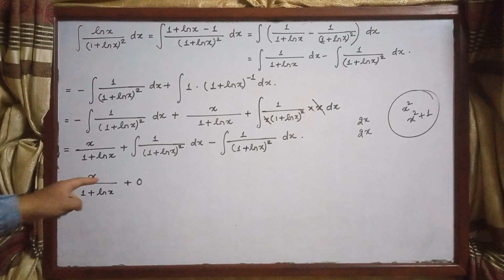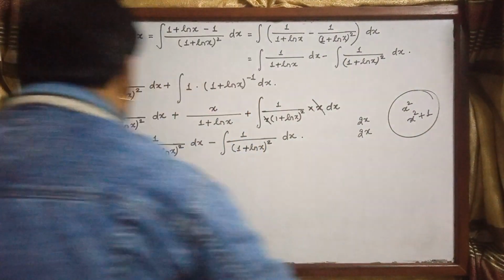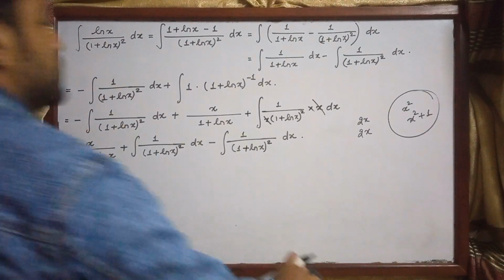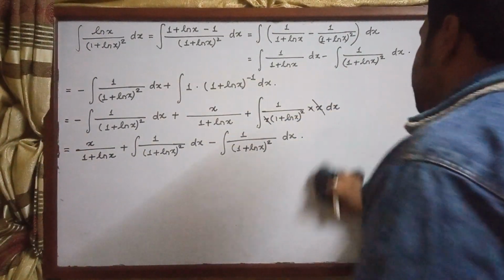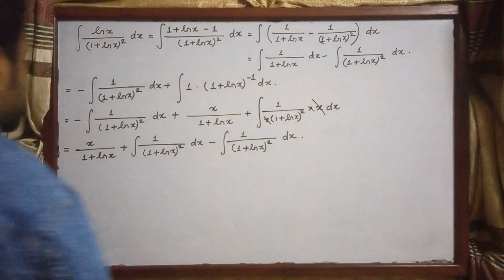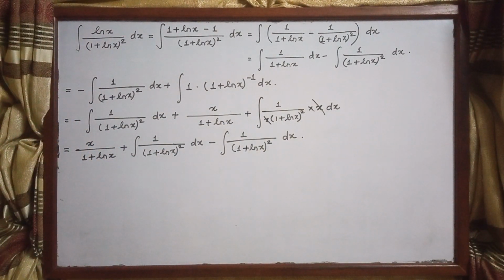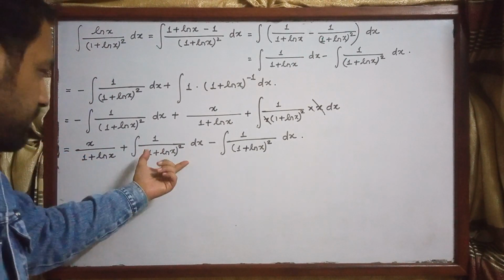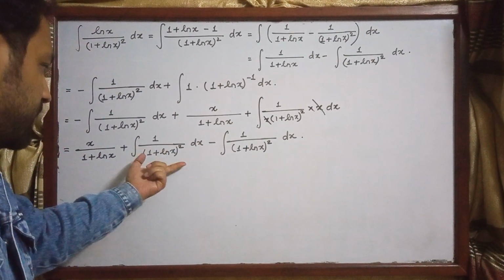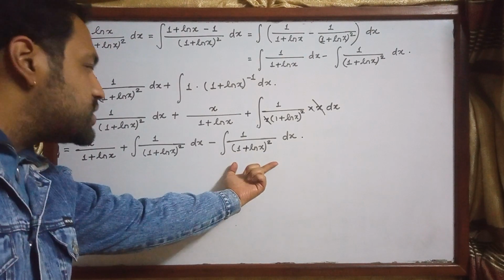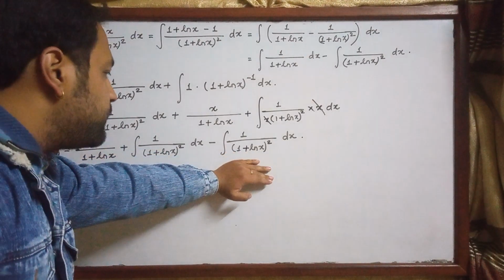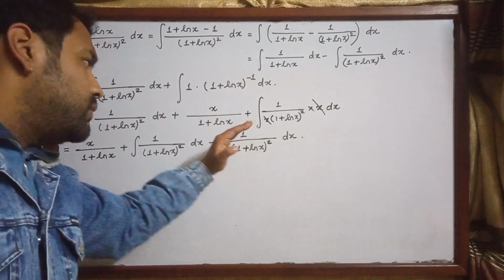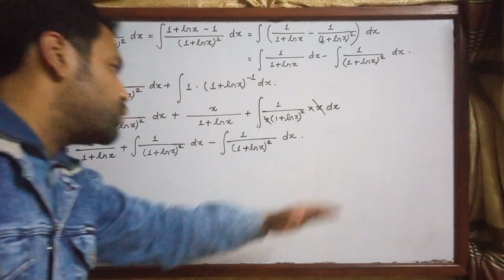Now that's the basic concept. But what we know is that if this is an antiderivative of 1 over (1 plus log x) whole squared, and this is also an antiderivative of 1 over (1 plus log x) whole squared.